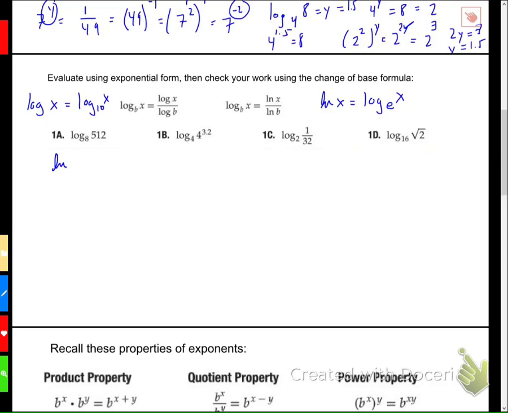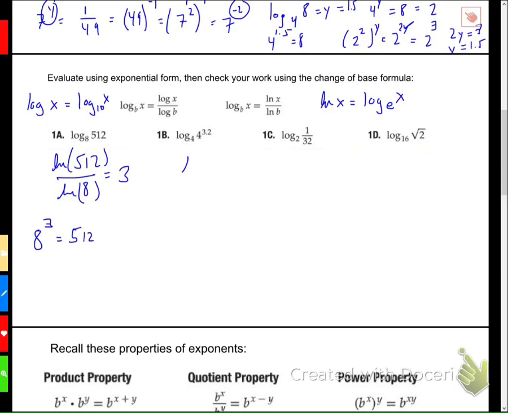We'll do the natural log of 512 over the natural log of 8 and see what we get. Okay, so whether you use natural log or common log, you should get 3. That makes sense because 8 to the 3 is 512. That's essentially what this was asking: what power could we raise 8 to get 512? We could raise it to the third power.